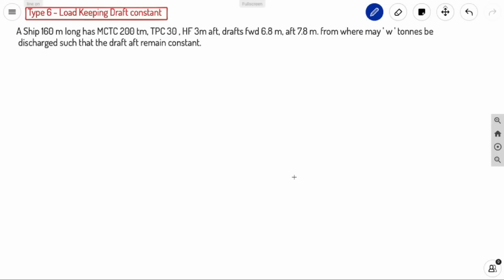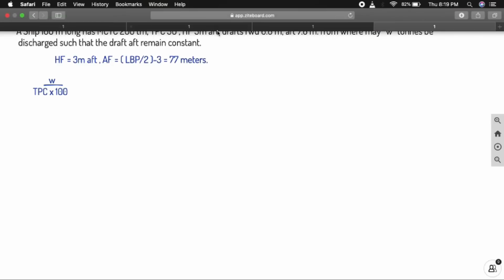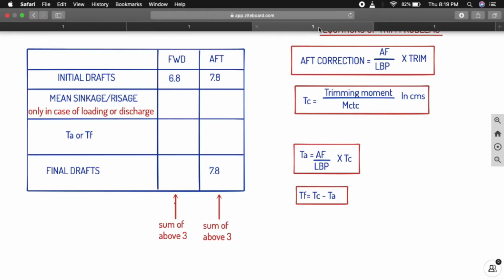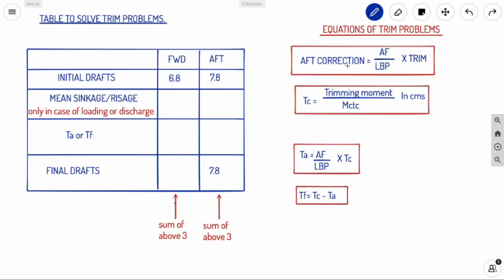So that's our concept. First thing we do as usual: HF is given as 3 meters aft, so we can say AF is equal to LBP by 2 minus 3. So it's 160 divided by 2 minus 3, 77 meters. Next thing, W by TPC into 100. Since I said in the table that mean sinkage or ICH should be equal to TA over TF, only then will that value be 0. So the initial draft is equal to the final draft, and your aft draft will be constant as your initial draft. So we can say this is equal to this.